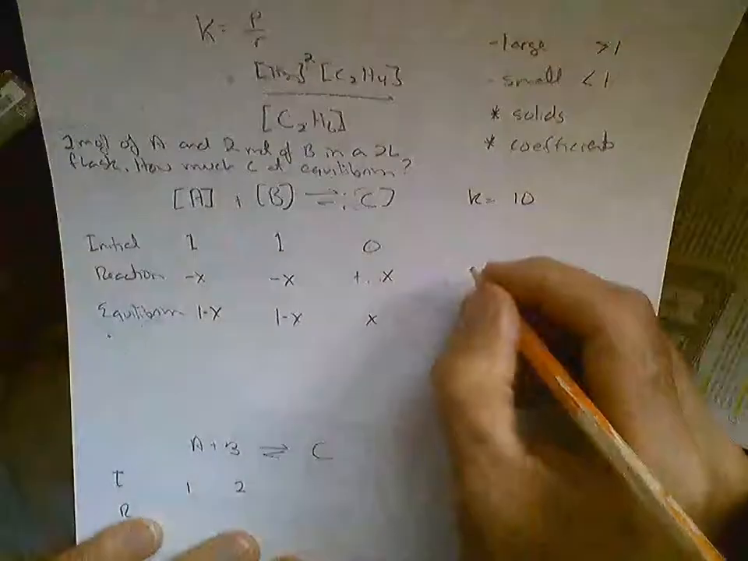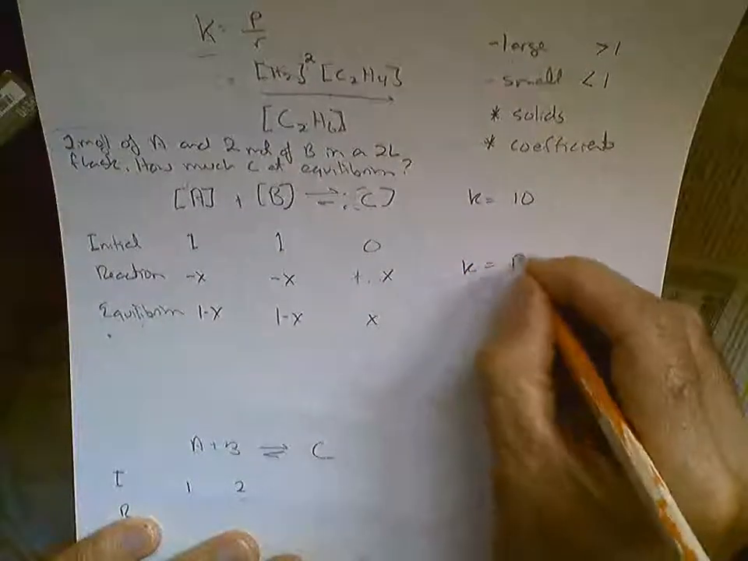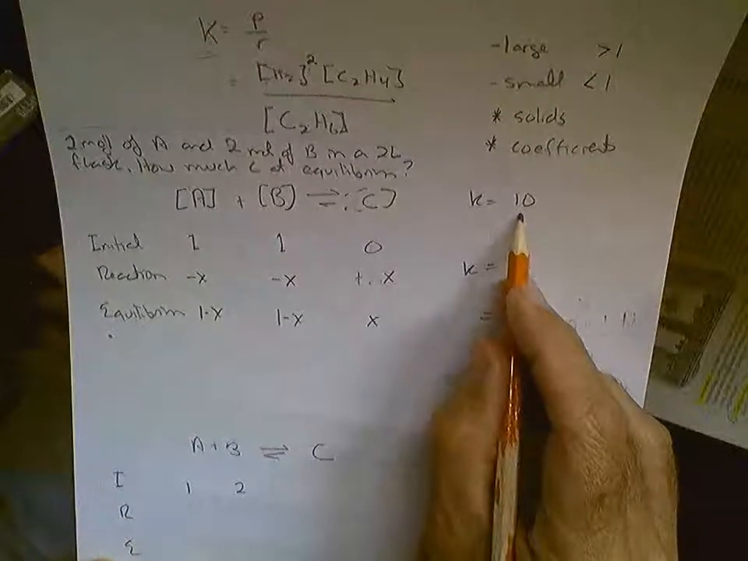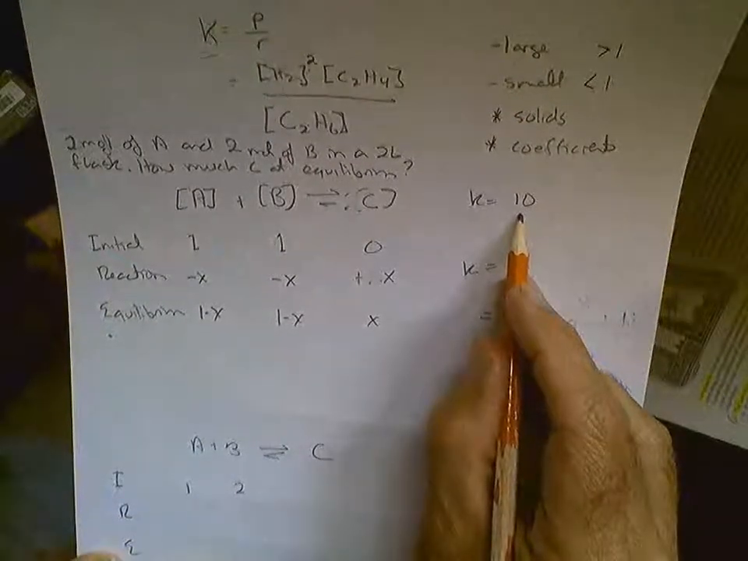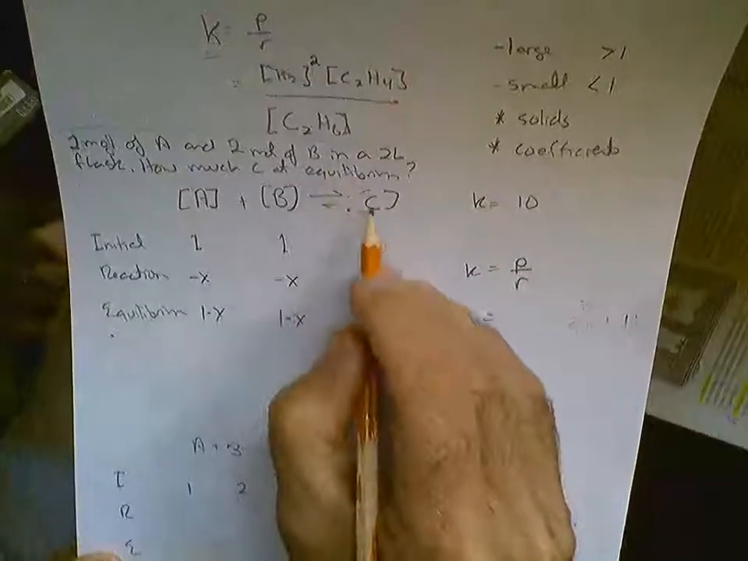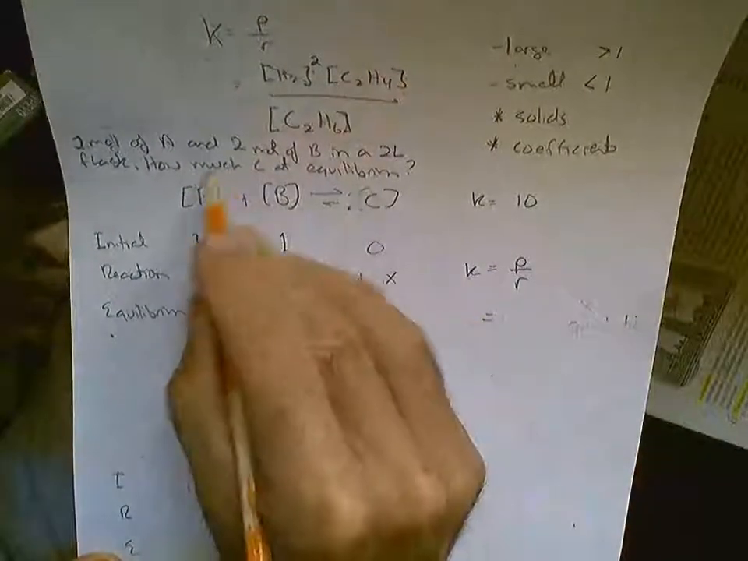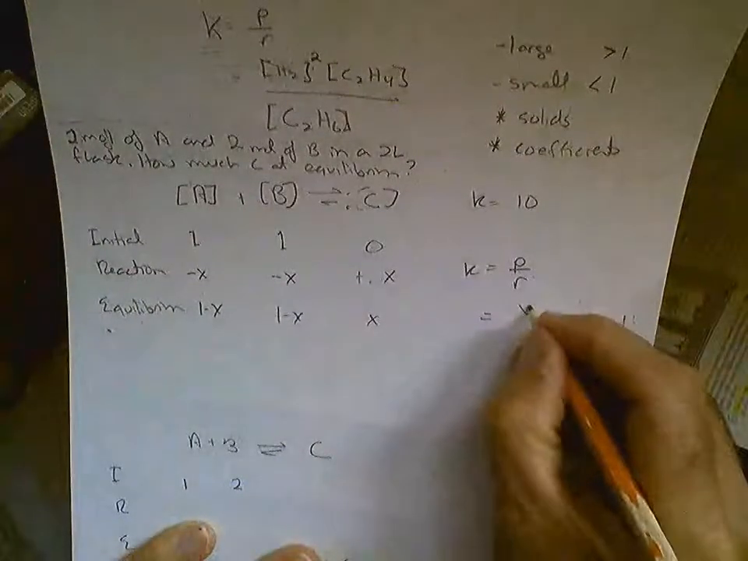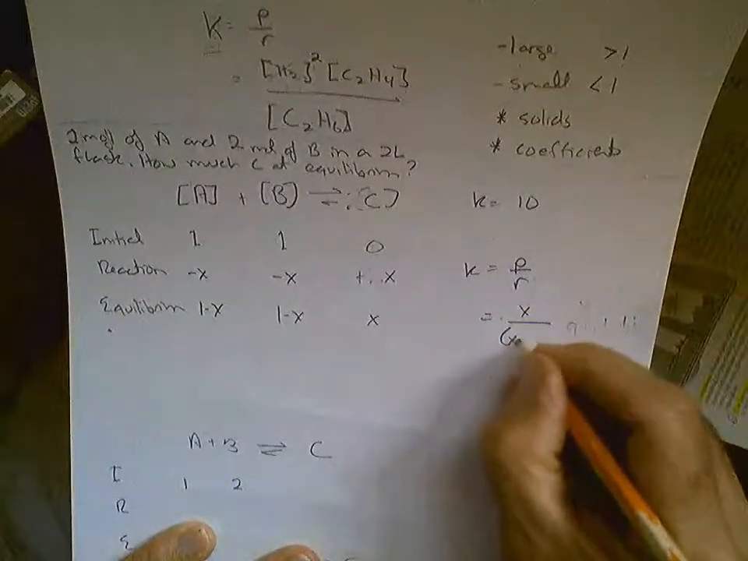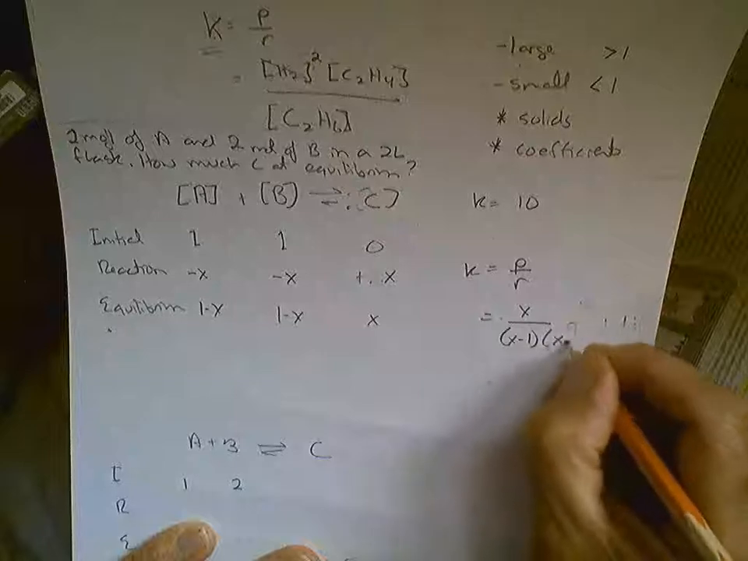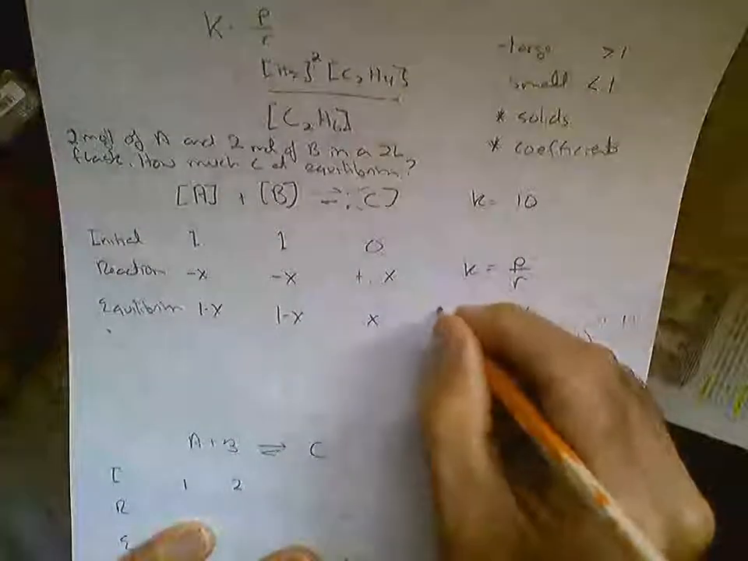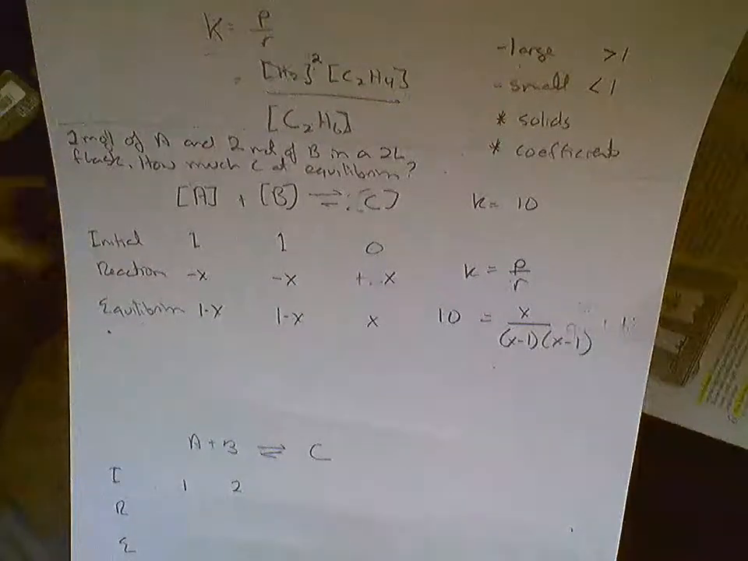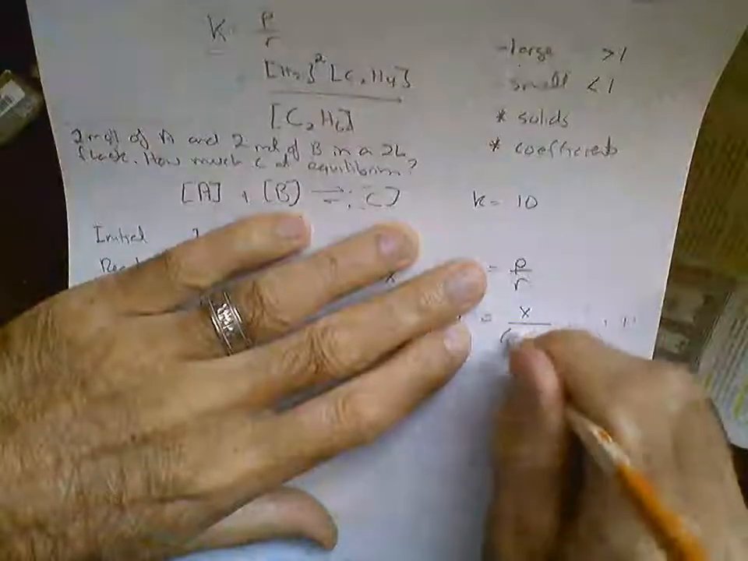Your formula is K is equal to products over reactants. Hey, see this K value here of 10? It's greater than 1. That means when we do reach equilibrium, we're going to have more of C than we will of A and B. So watch for that. It's products over reactants. That would equal 10. And I wrote this backwards.